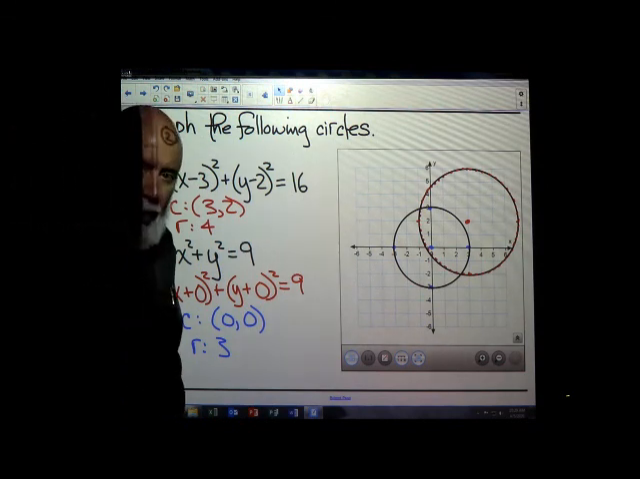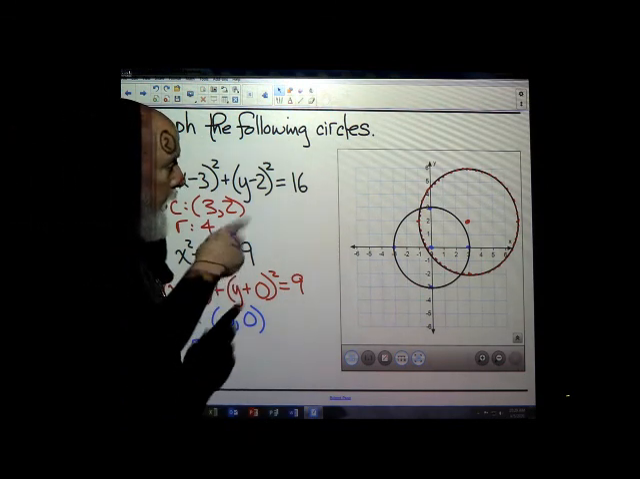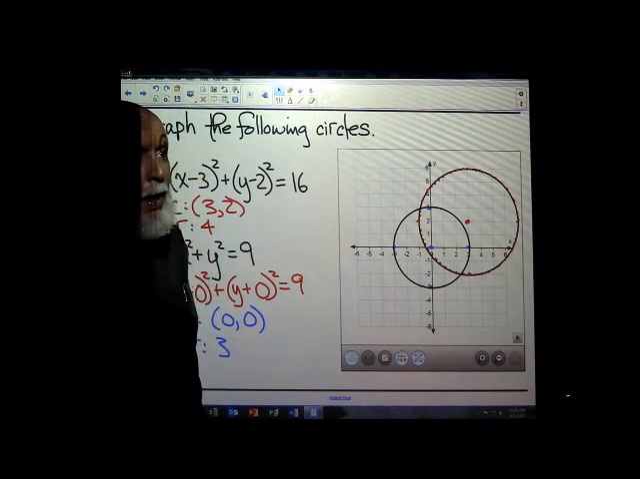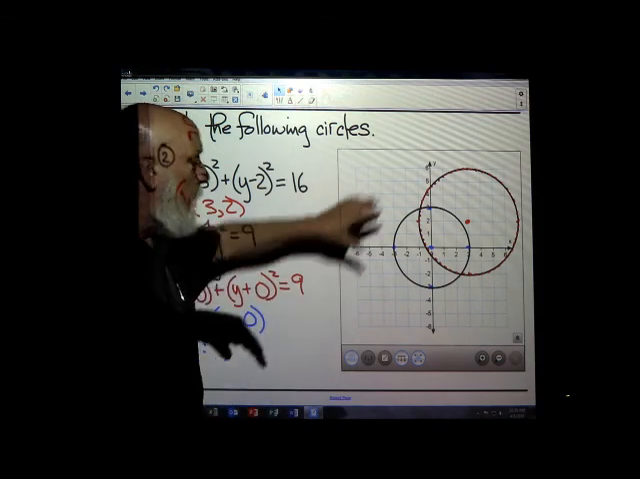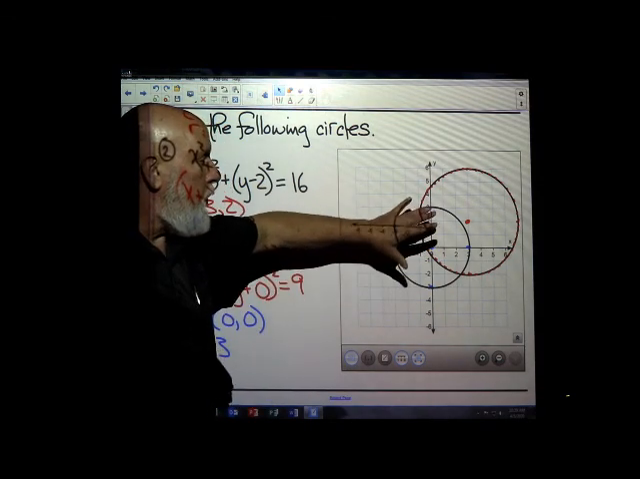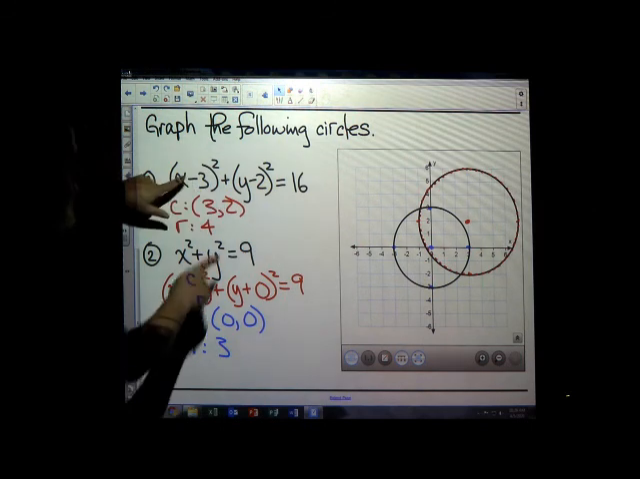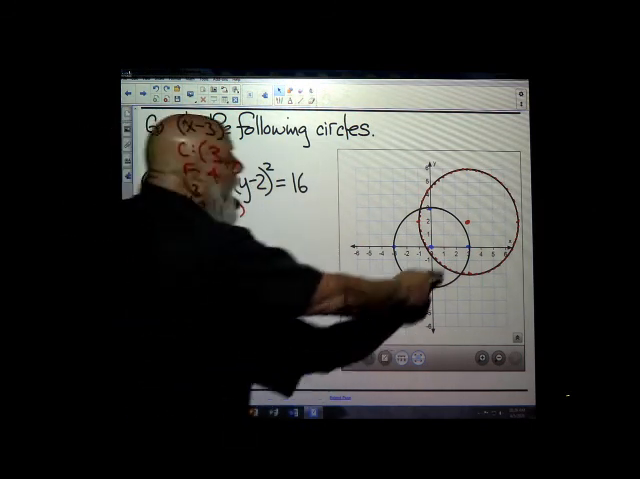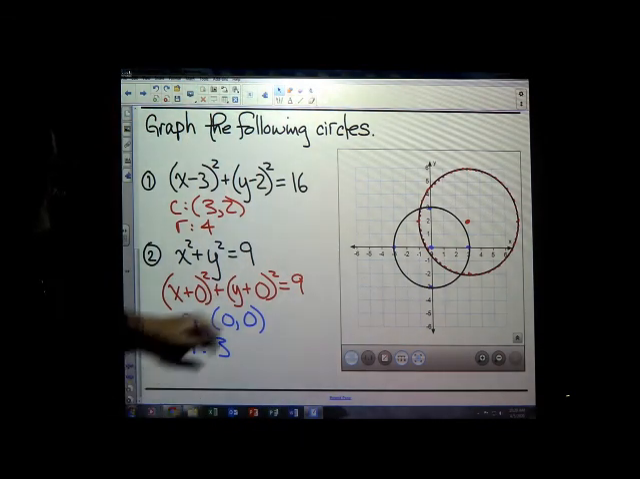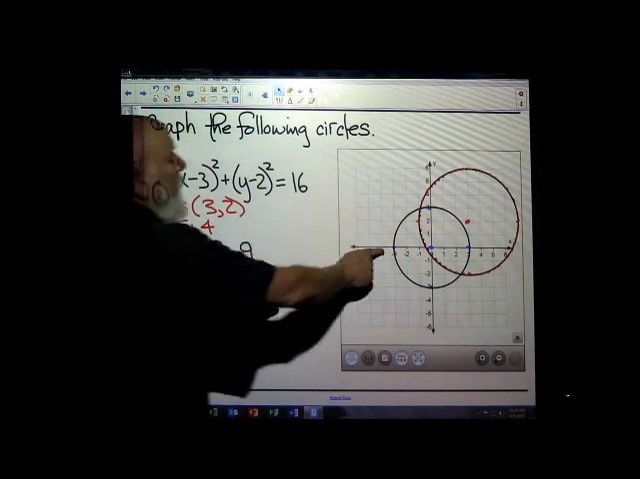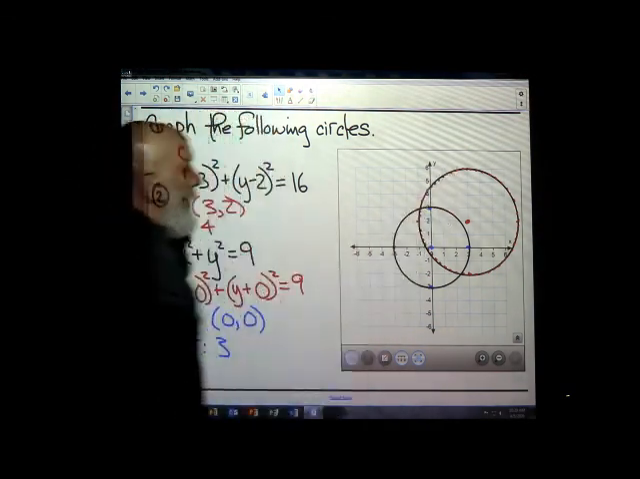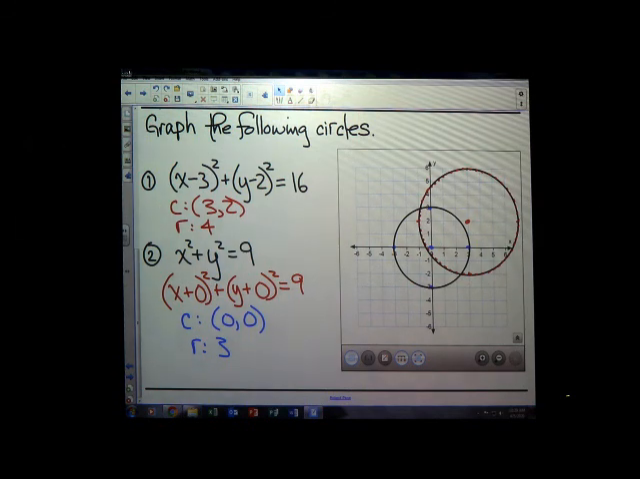On the worksheet that's going with this assignment, with this lecture, it'll be multiple choice, and you'll be given an equation. And you'll be given 4 graphs, and you have to determine which graph matches up with the equation. So what you want to do is find the center and the radius, and then find which circle has the right center and the right radius. Like if I said, which one of these circles matches up with this, you would hopefully be able to tell me that it's that circle there. But it's going to be multiple choice. You probably won't have any trouble with it.